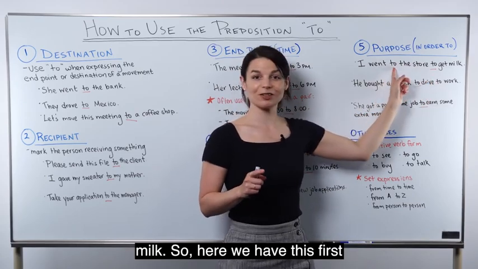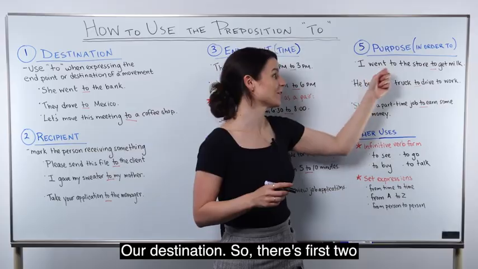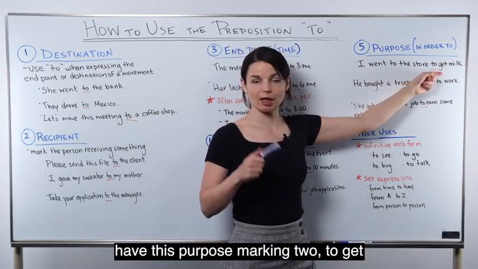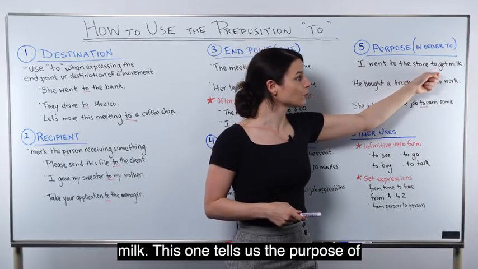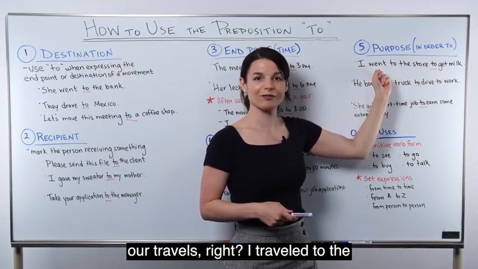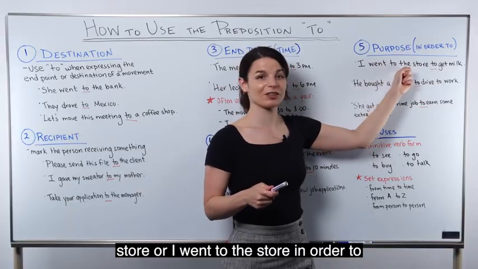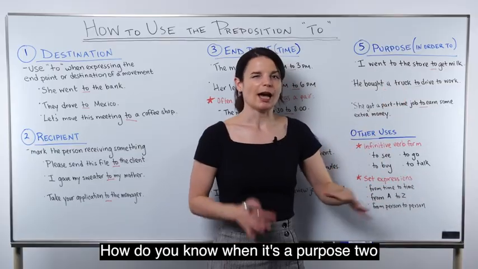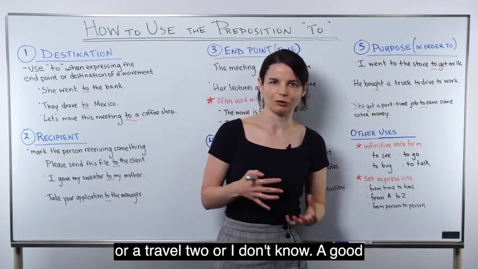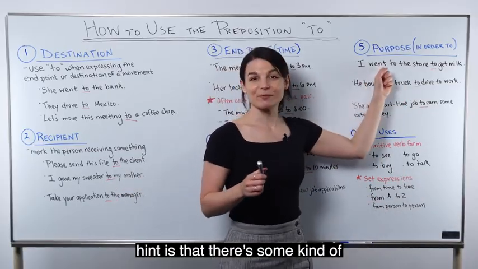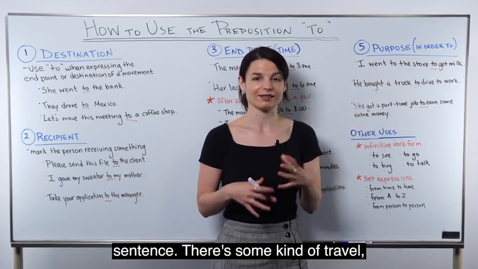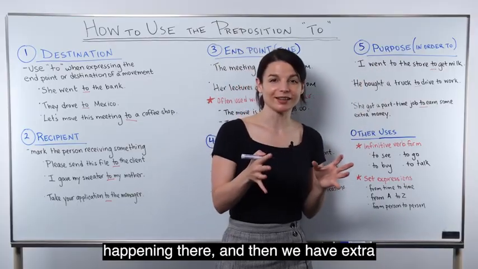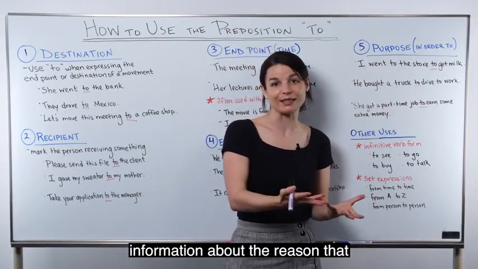So here we have this first preposition. I went to the store, right? Our destination. So the first to here is our destination to. Then we have this purpose marking to get milk. This one tells us the purpose of our travels, right? I went to the store in order to get milk. So this one is a purpose to. How do you know when it's a purpose to or a travel to? A good hint is that there's some kind of information at the beginning of the sentence, some kind of travel, like we see here, I went to the store. There's something that's already happening there, and then we have extra information about the reason that happened.